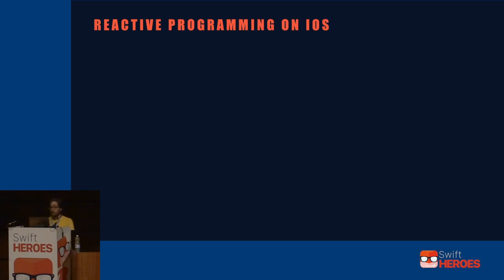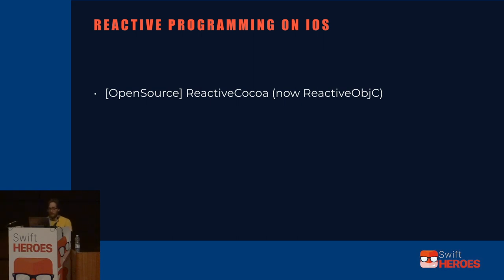Reactive programming on iOS has a long history right now. I began working with Reactive Cocoa back in 2013, I think, and I've been developing more than 100 apps since then, all in the reactive way. First we started with Reactive Cocoa in Objective-C. Now it's called Reactive Objective-C because it's an open source platform. And when Swift came out, they decided to change the name and have it become Reactive Swift.